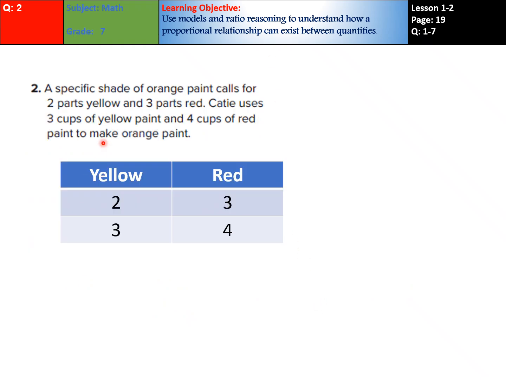A specific shade of orange paint calls for 2 parts of yellow and 3 parts of red. Katie uses 3 cups of yellow paint and 4 cups of red paint to make the orange paint. Is the ratio proportional or not? First one is 2:3, the second one is 3:4. Both of them are already in the simplest form, but if you observe, they are not same. The ratios are not same, so it is not a proportional relationship.